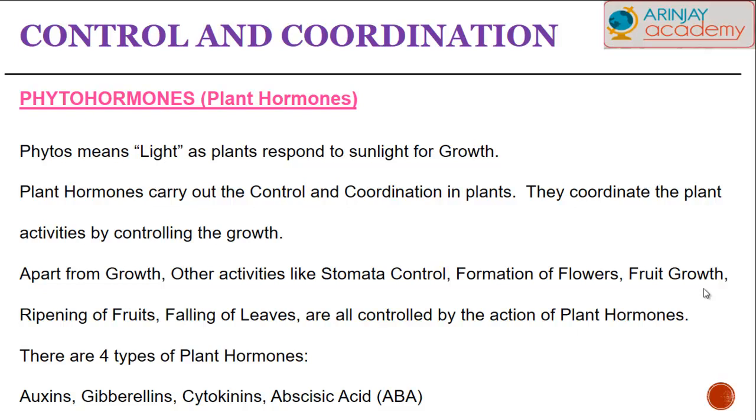Apart from growth, other activities like stomata control, formation of flowers, fruit growth, ripening of fruits, and falling of leaves are all controlled by the action of plant hormones. There are basically 4 types of plant hormones or phytohormones, if you want to call it that. You have the auxins, the gibberellins, the cytokinins, and the abscisic acid. Let's have a look at these briefly before we go into more detail.